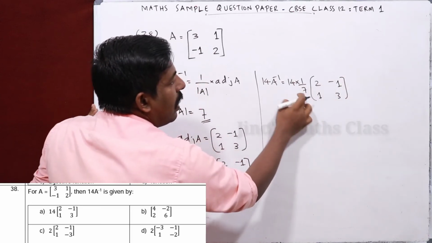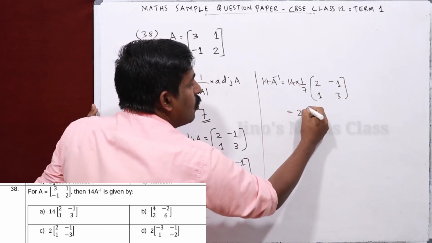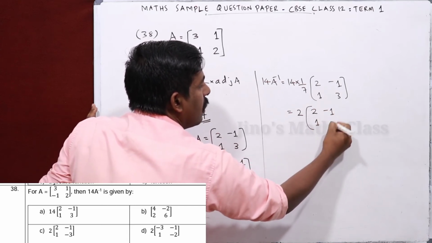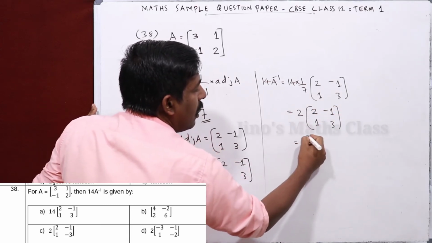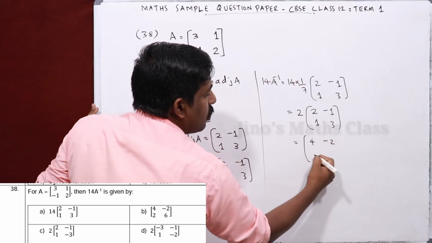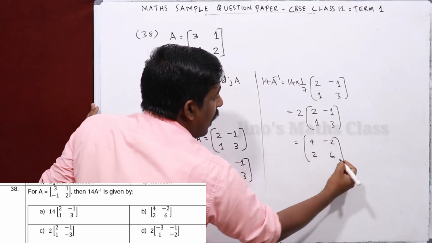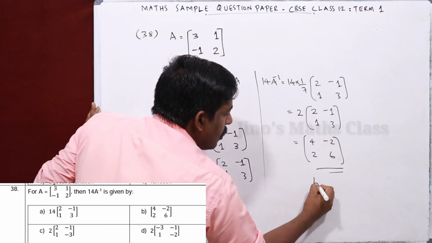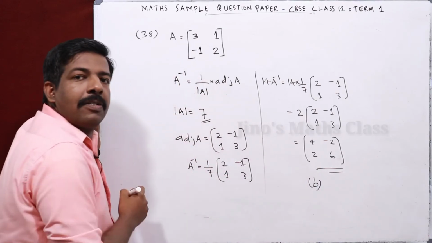Now here we can simplify with 7. At the time we will get it as 2 into matrix [2 -1; 1 3]. So just multiply these 2 inside, we will get it as [4 -2; 2 6] as the value of 14 times A inverse. That's why option B is the correct answer.